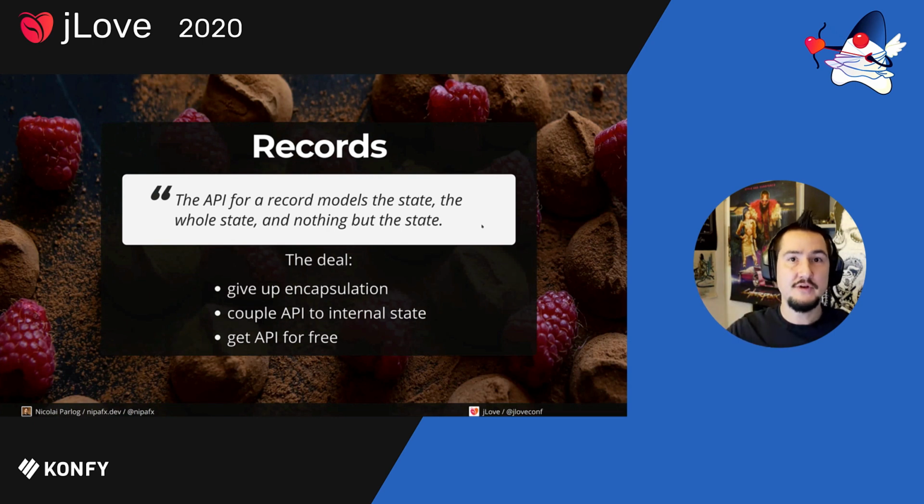The mantra of records is: the API for a record models the state, the whole state, and nothing but the state. So that means a record has some state, and the API covers that and exactly that, nothing less and nothing more. That means you give up encapsulation. If your field is an int, your accessor will be an int. If you rename your field, you rename your accessors. So you have this baseline of an API which is basically not encapsulated really, because it's immediately bound to all of your internals. So everybody using the API can couple to your internal state, but you get the API for free.